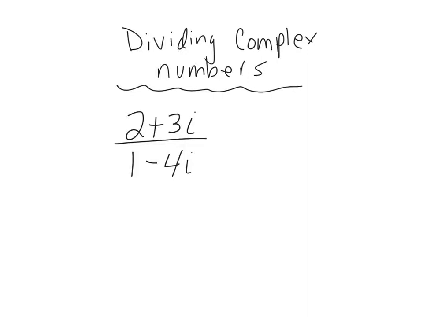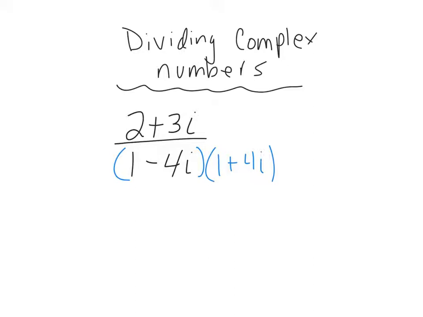So what we do is we multiply times something called the complex conjugate of the denominator. In this case, the complex conjugate of 1 minus 4i is 1 plus 4i. And a complex conjugate is a complex number who has the opposite sign on its imaginary component.